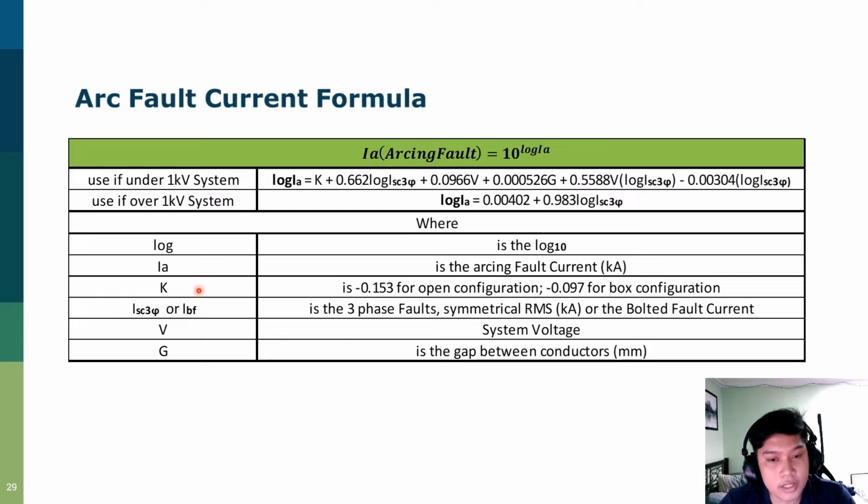The value K is negative 0.153 for open configuration, negative 0.097 for box configuration. The short circuit current must be in 3-phase, symmetrical RMS, it should be in kiloampere, or bolted fault current. The V is the system voltage, G is the gap between conductors, it should be in millimeter unit.